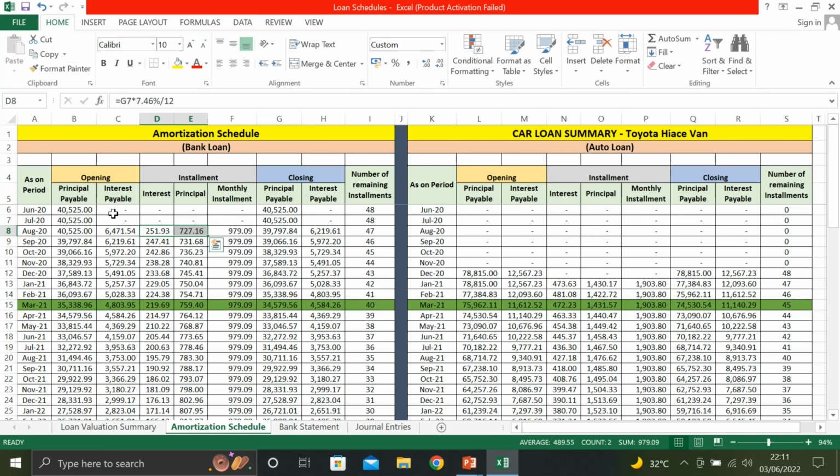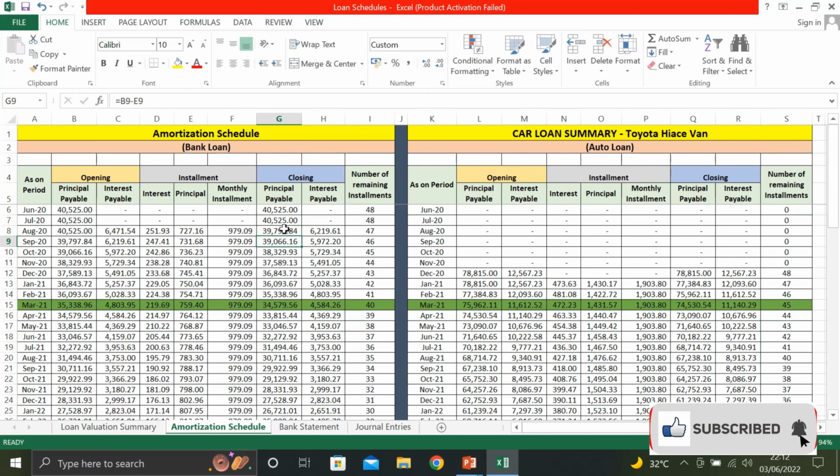Total of both of these amounts will be 979.09, so this will be our monthly installment. And after making this payment, our principal payable amount will be this, and the interest payable will be this. So 6,471 minus this interest, this will be our remaining interest, and this is the principal payable amount. We will not deduct this 979 from the principal amount, we will deduct the principal payment only, not the full installment payment.